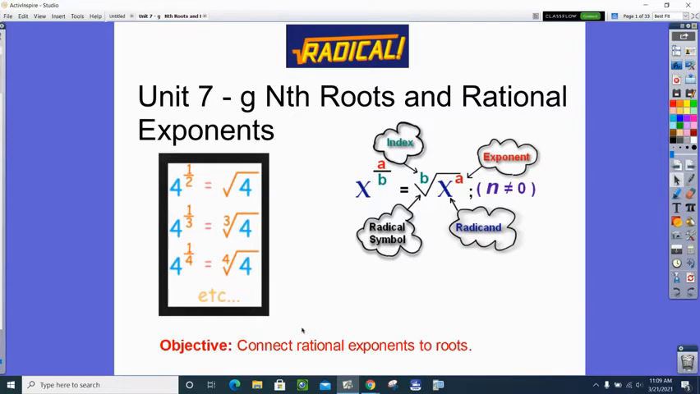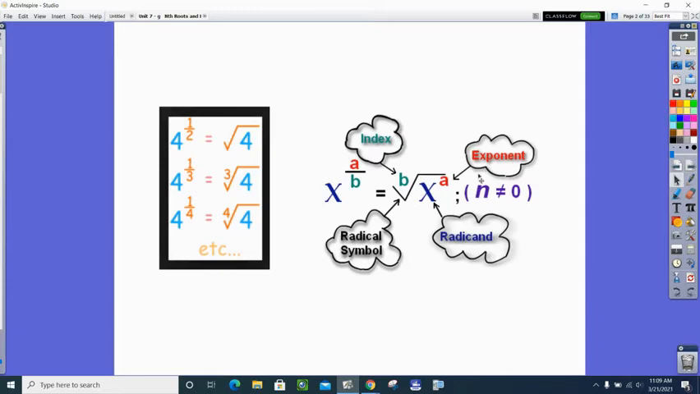So our objective is to connect those rational exponents to roots, and this picture does it all. So I'm going to go on to the next page so we can focus on that. Basically, remember that we have a number under the radical symbol, which is called the radicand. We call this number in here the index, which was the invisible 2 for square roots. And today we're going to start putting some exponents in there, and we're going to change that index.